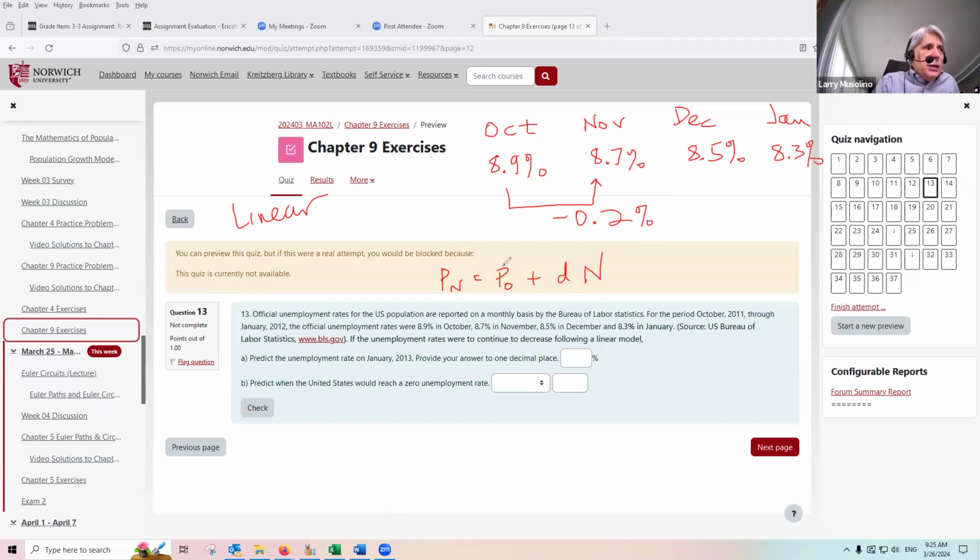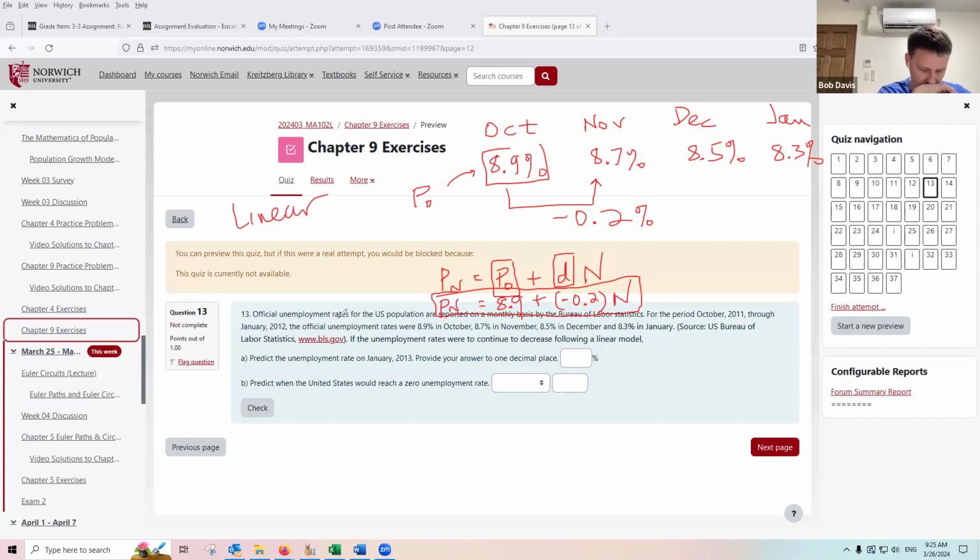All right, P sub 0 is the first term in the sequence. Well, that's 8.9%. So I'm going to call this P sub 0. So this is going to be 8.9%. D, we know, is negative 0.2. So here it is. This is a formula we can use to calculate the unemployment rate for any time period.